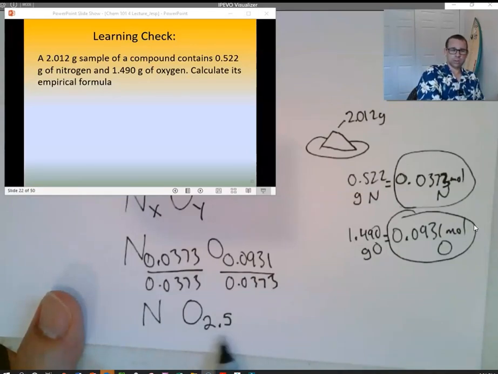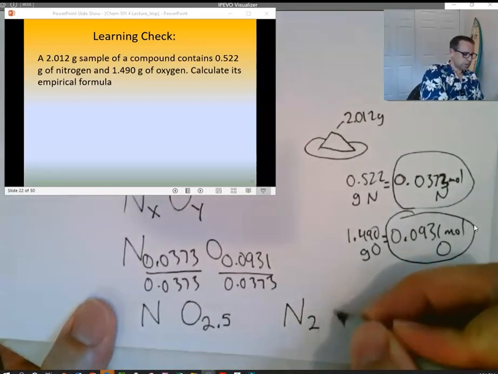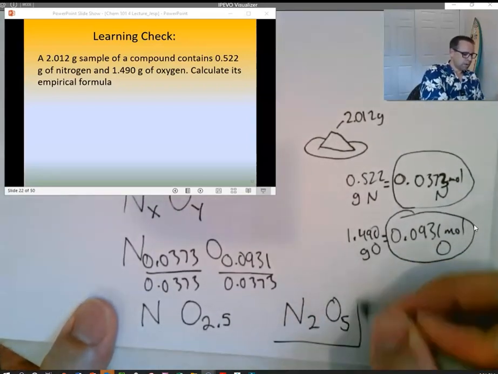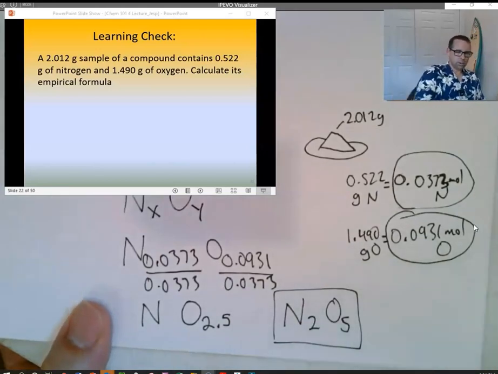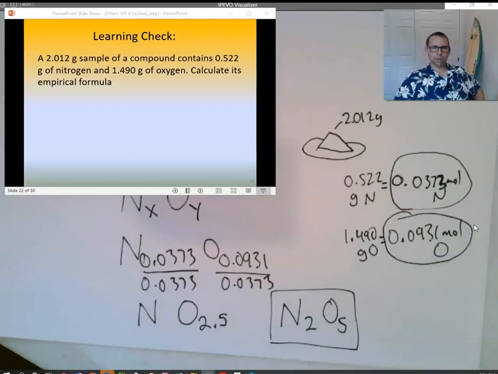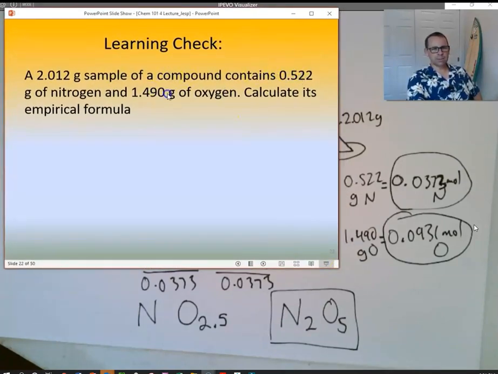2, right? If I multiply by 2, what will it be? Yeah, and then you have to make nitrogen 2 too. Yes, nitrogen has to become 2 and oxygen becomes 5. Very good. So that is our empirical formula from the masses of nitrogen and oxygen, right? N2O5 is our empirical formula. Okay, very good job. Let's take a look at this one here.